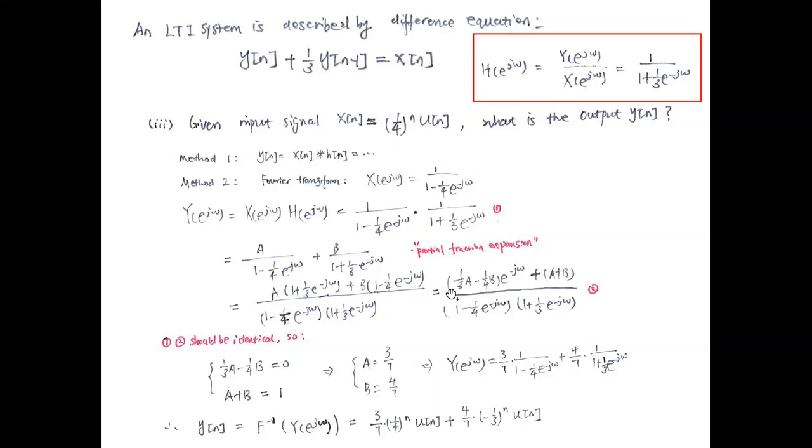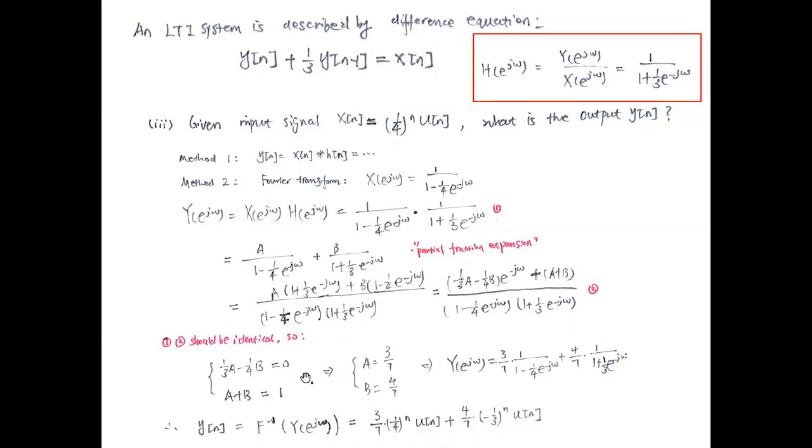And we can extract a common coefficient. So 1/3 A - 1/4 B exponential minus j omega plus the constant A plus B. So the capital Y written in form one and written in form two, they should be identical. The denominator is already identical. So the numerator, we need the exponential minus j omega term to have a coefficient zero because there is no such term in expression one. We need A plus B to be equal to one because it is just a constant factor in expression one.